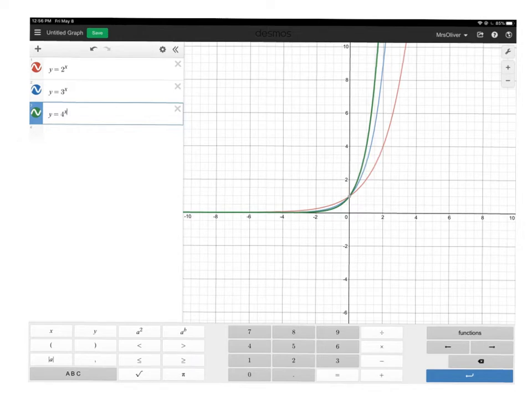What you will notice is what we discussed on the previous page. Notice that all functions, however, share the same y-intercept, which is (0, 1). Regardless of whether I have my base of 2, I'm going to get 1 as my y value when x is 0. The same thing happens when my base is 3 or when my base is 4.